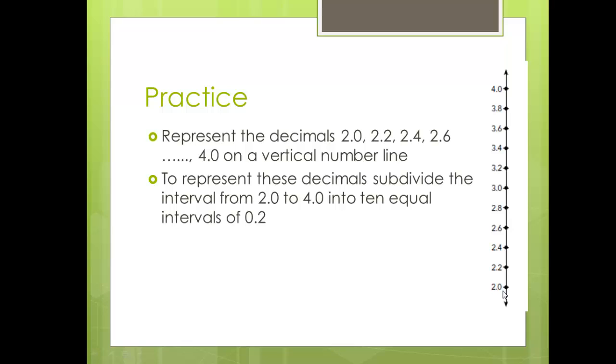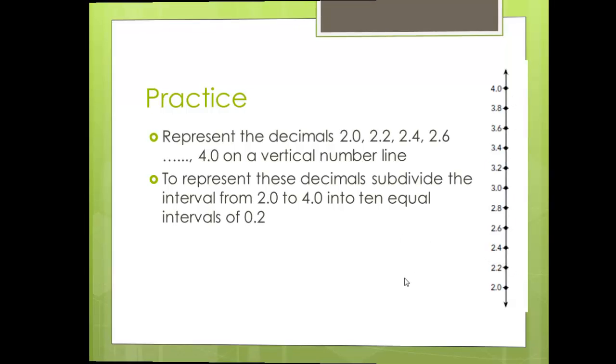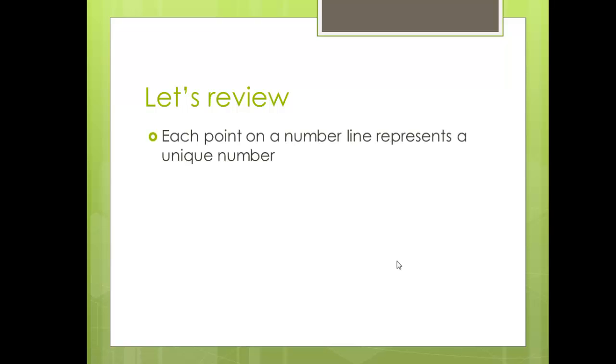Here's my number line. Started with 2, ended with 4, and I made tick marks all the way in tenths. Now I'll mark them. And I marked them all. Let's review. Each point on a number line represents a unique number. Number lines can be horizontal or vertical.